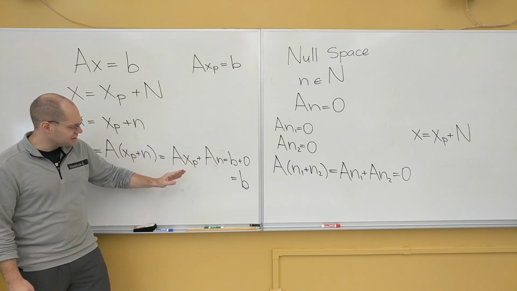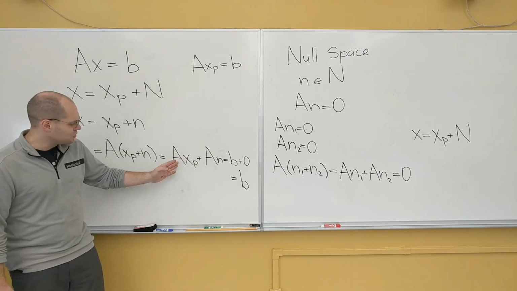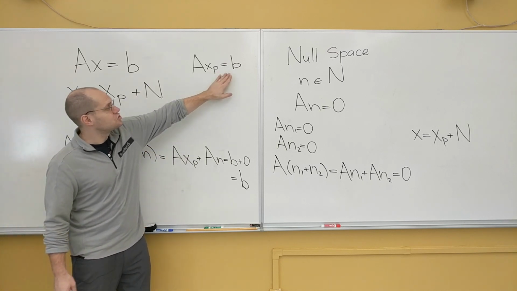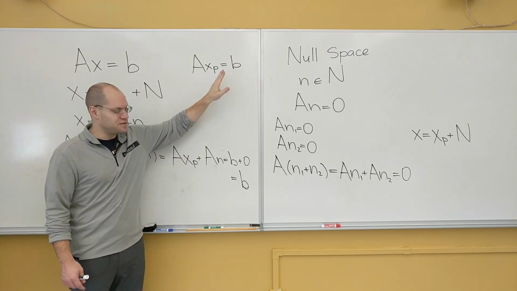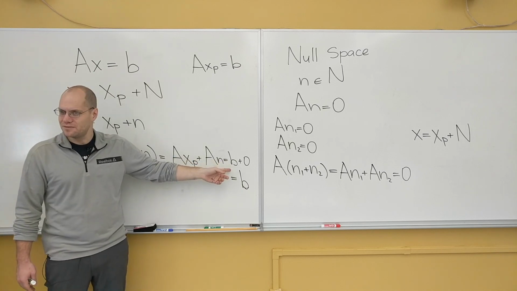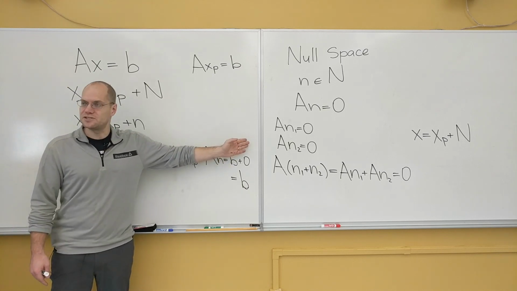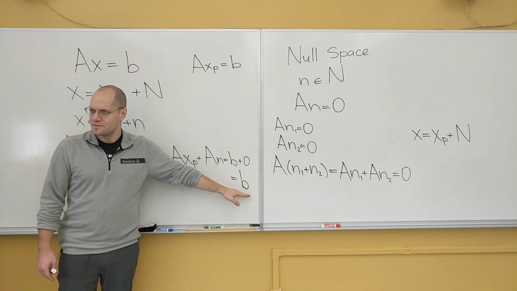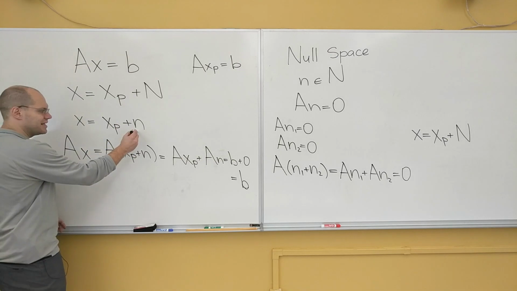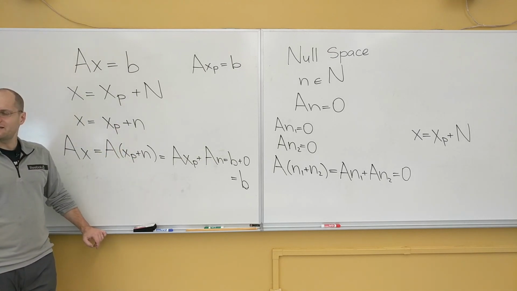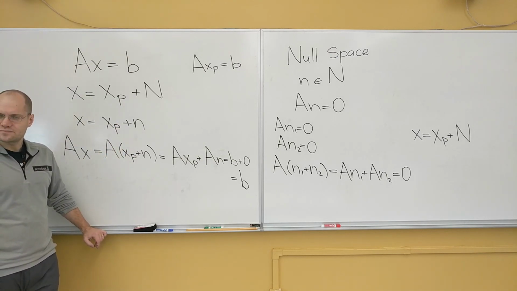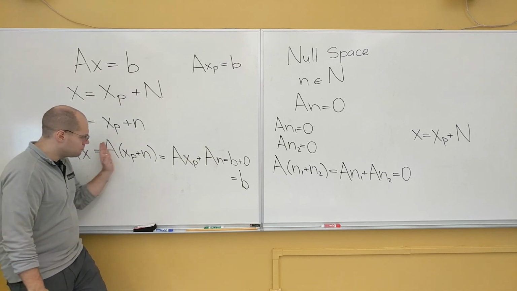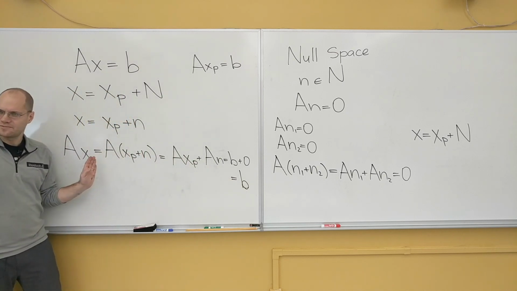You can apply A to X particular and A to N. And of course, the way we chose a particular solution is just one way, any one way that produces B. So lo and behold, that produces B. And N is in the null space, so that produces 0. So the result is B. So yes, anything that looks like this goes to B under A.